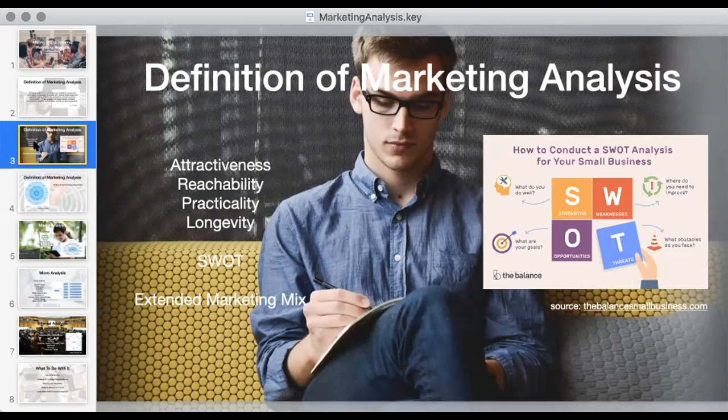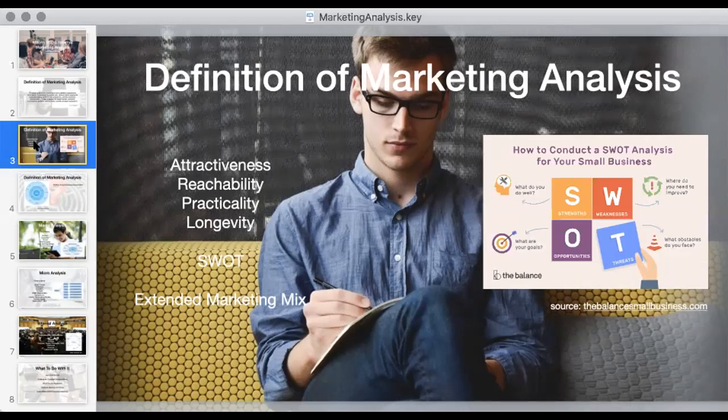Now, for me, it comes into four practical viewpoints, really. The reason why we'd want to get a deeper view of a marketplace is to see that it's attractive, reachable, practical, and has some kind of longevity. So let's consider those four things: attractiveness, reachability, practicality, and longevity.